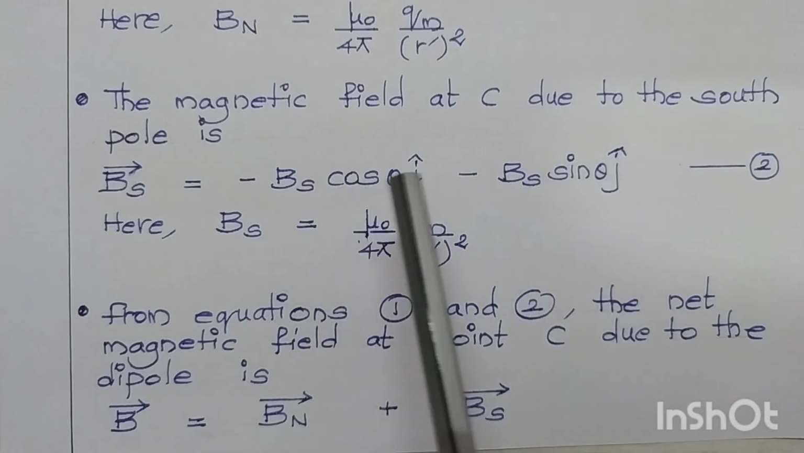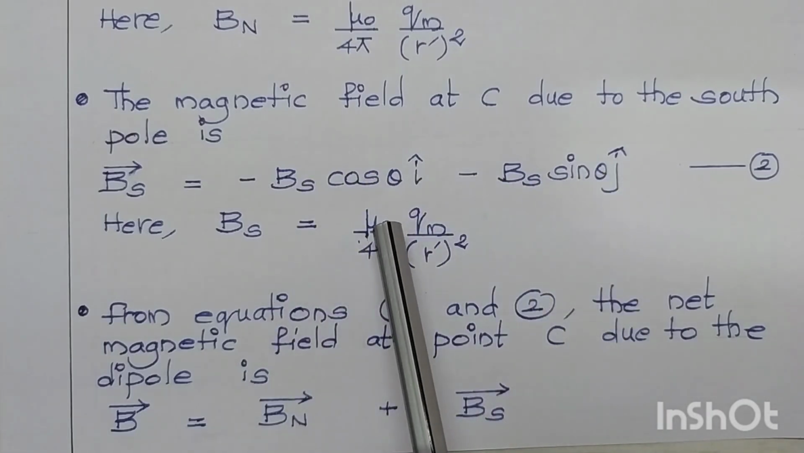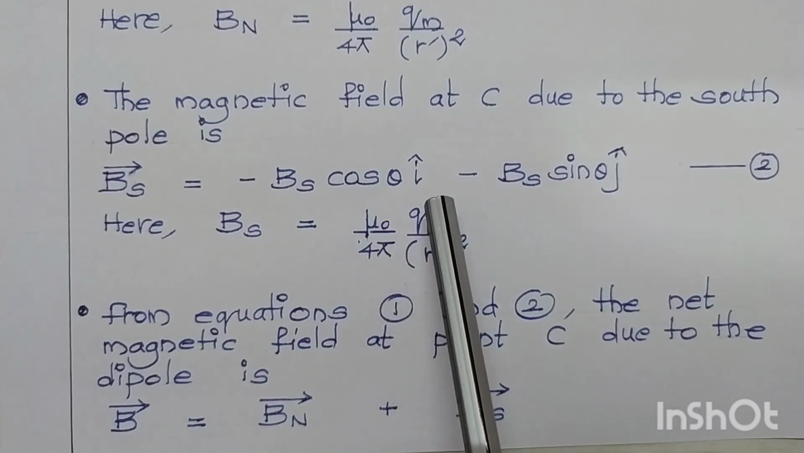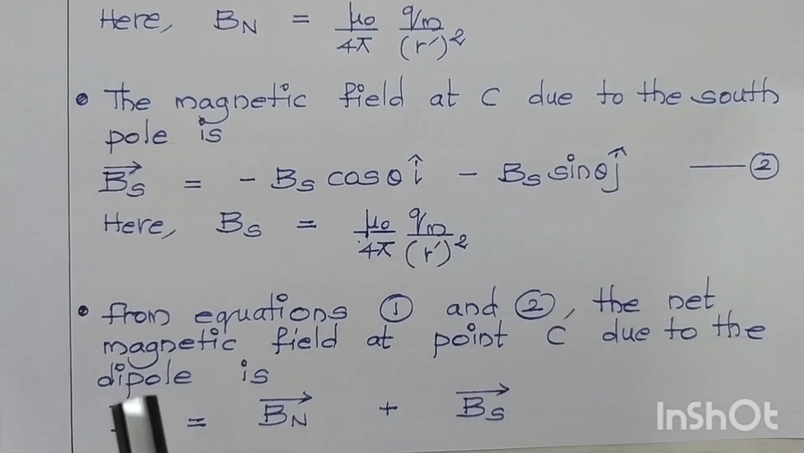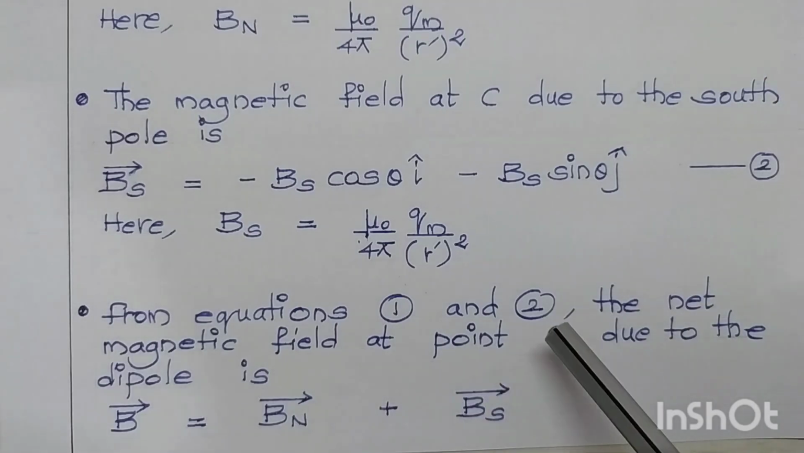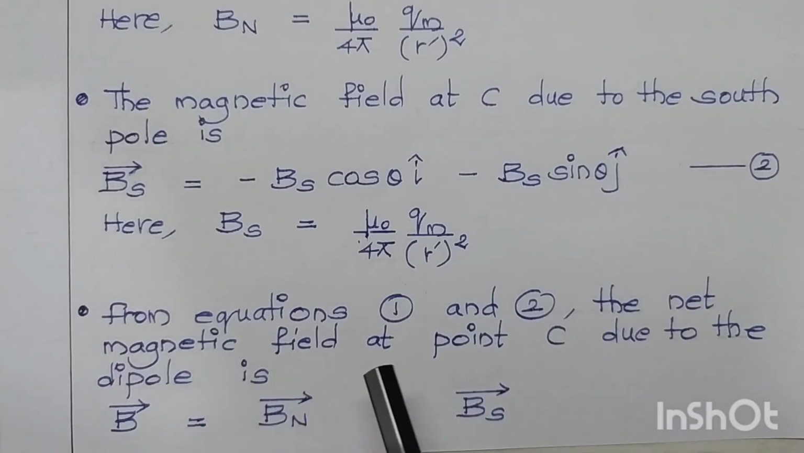Here the magnitude of this Bs is nothing but mu naught by 4 pi into Qm by r squared, the basic formula. Here the distance is r dash, so r dash whole square. From equations 1 and 2, the net magnetic field at point C due to the dipole is. So far we have found the magnetic field due to the north pole and south pole separately, but here we are going to see the magnetic field at point C due to the dipole.